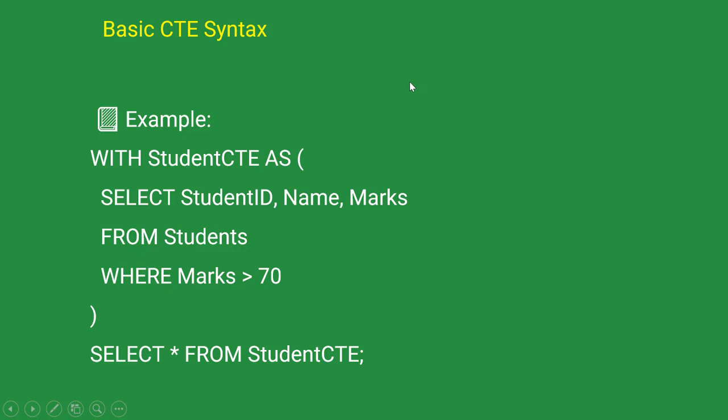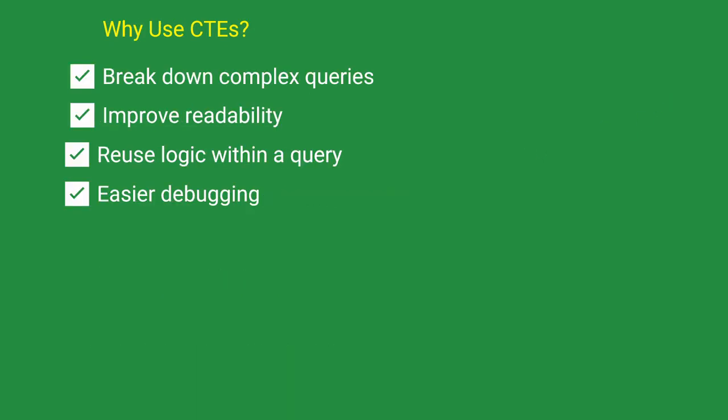Here is the basic syntax. We define a CTE called student_CTE that selects students with marks above 70. Then we query the CTE as if it were a table. CTEs are useful because they break down complex queries, improve readability, allow you to reuse logic, and make debugging easier.